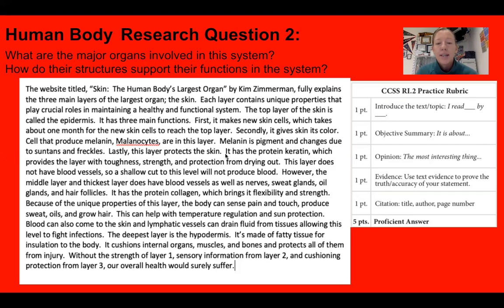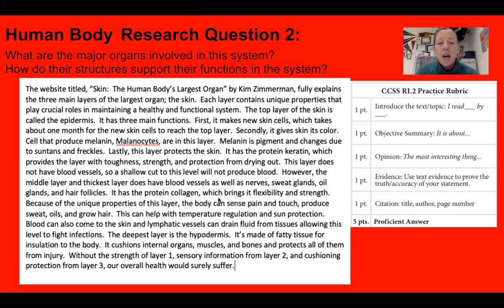Lastly, this layer protects the skin. It has the protein keratin, which provides the layer with toughness, strength, and protection from drying out. This layer does not have blood cells, so a shallow cut to this level will not produce blood. However, the middle layer, the thickest layer, does have blood cells as well as nerves, sweat glands, oil glands, and hair follicles. So here I'm providing all those little organs that are a part of this layer.